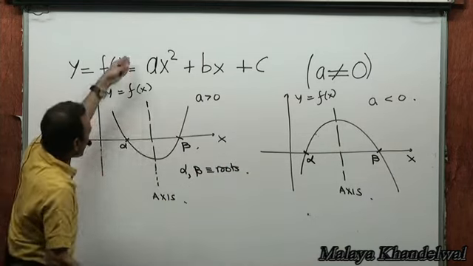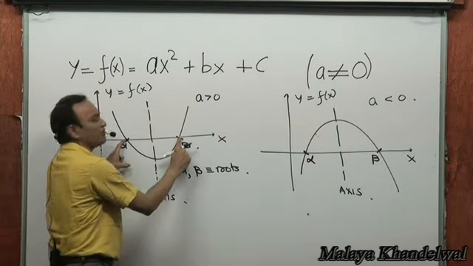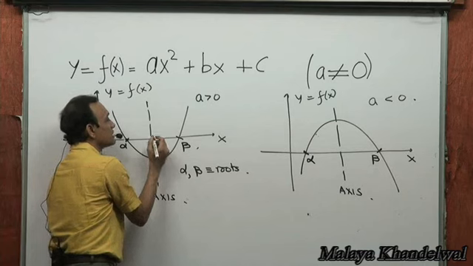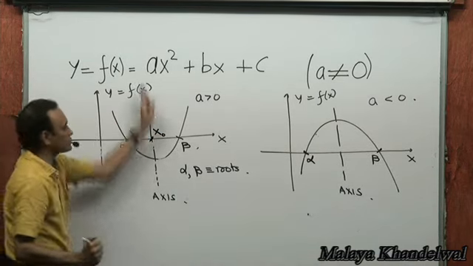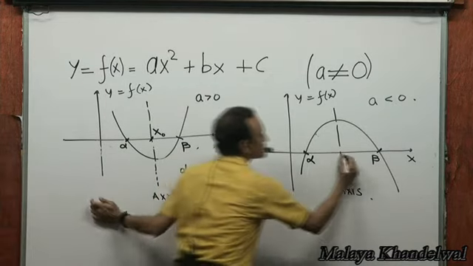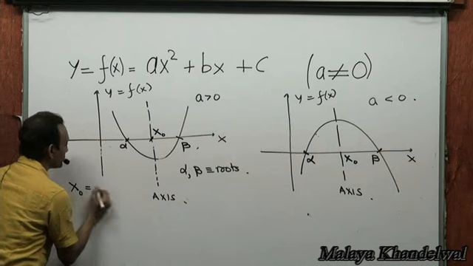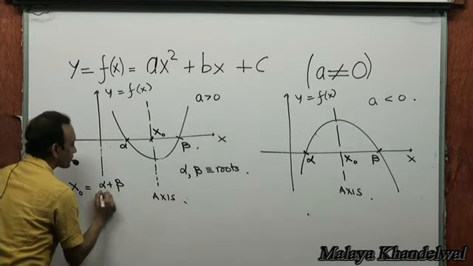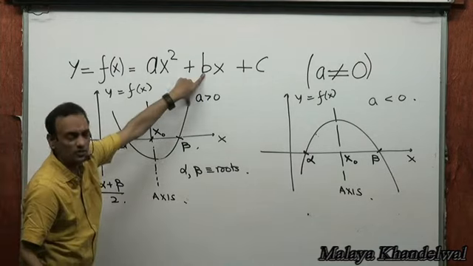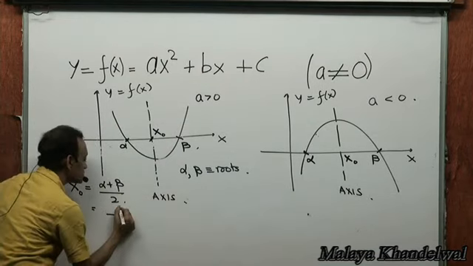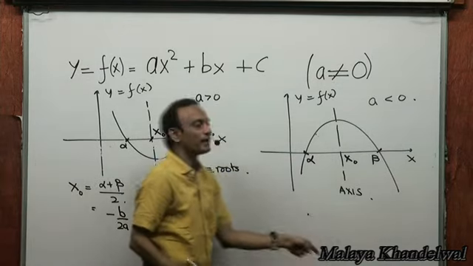Now, this is the axis of symmetry. And it must lie exactly halfway between alpha and beta. That means, if this point is x equal to x naught, and if this is a point on the axis of symmetry, in both cases, this is x naught, then x naught must be alpha plus beta by 2, halfway between alpha and beta. But alpha plus beta is minus b by a, so this must be minus b by 2a. In both cases, x naught is minus b by 2a.